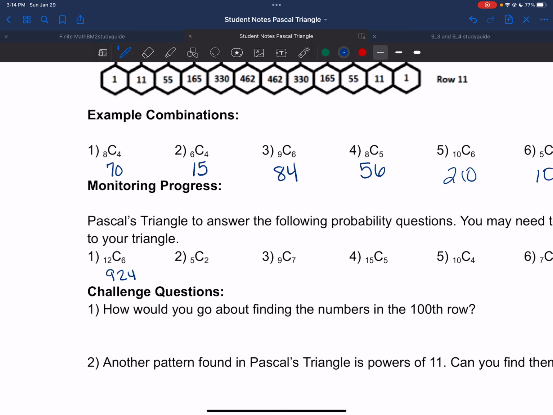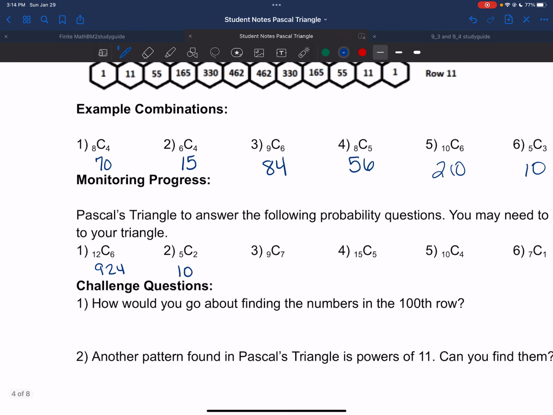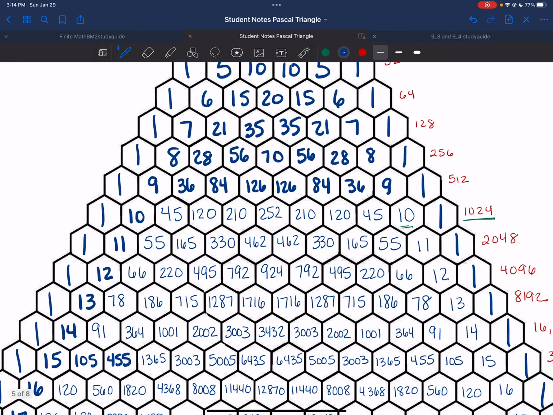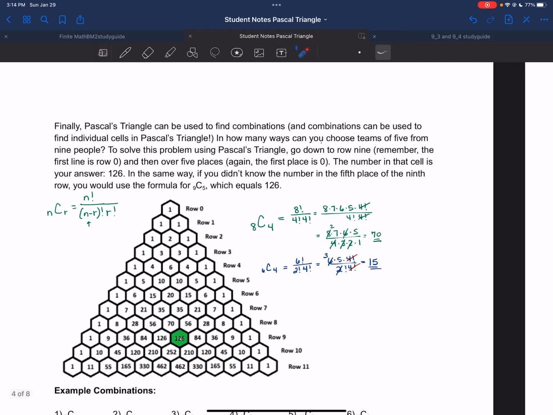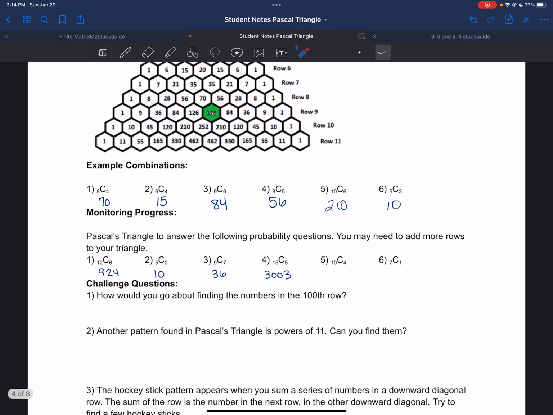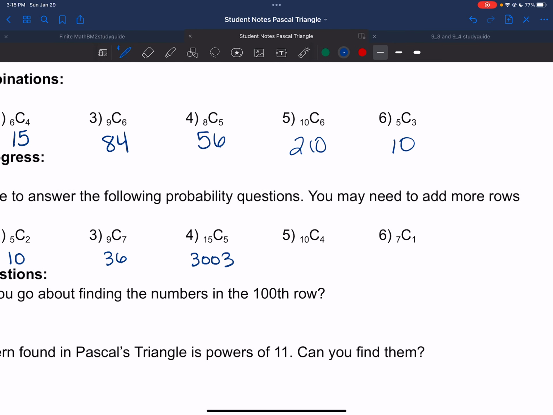5C2, you should have gotten 10. I think we did that up here. That was 5C3. 9C7 should have given you 36. 15C5, that should have given you 3003. Again, that was from your made up one because we had to go down to row 15, and we're going in from 15 over 5. So 1, 2, 3, 4, 5. Okay. And then 10C4, that one was 210, and 7C1 was 7.